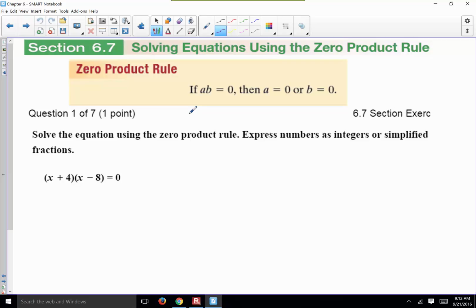Can you give me a pair you can come up with? Like 3 and 4. Is 3 times 4 0? No, it's 12. 1 and 100? No. Maybe we should pick negatives. Negative 2 and positive 2? That doesn't make 0. When you multiply, they make negative 4. So can you come up with a pair that's going to make 0?